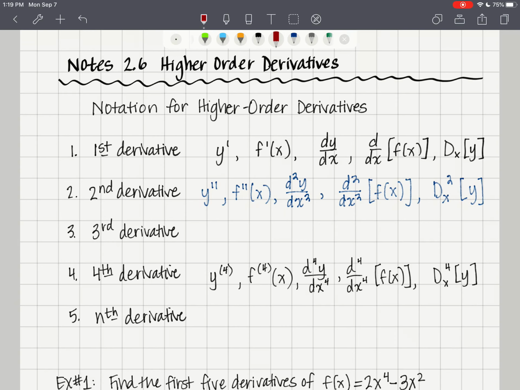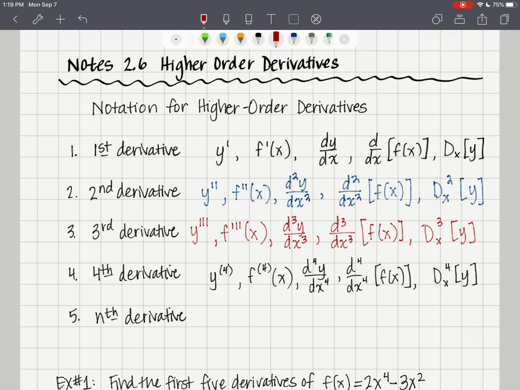Okay, the third derivative, y triple prime, and f triple prime of x, and d3y dx3, d3 over dx3, and then you got it, d sub x 3 of y. And our fourth derivative, that's where the prime notation ends, and that's where we start using our Hindu Arabic number 4 all the way throughout.